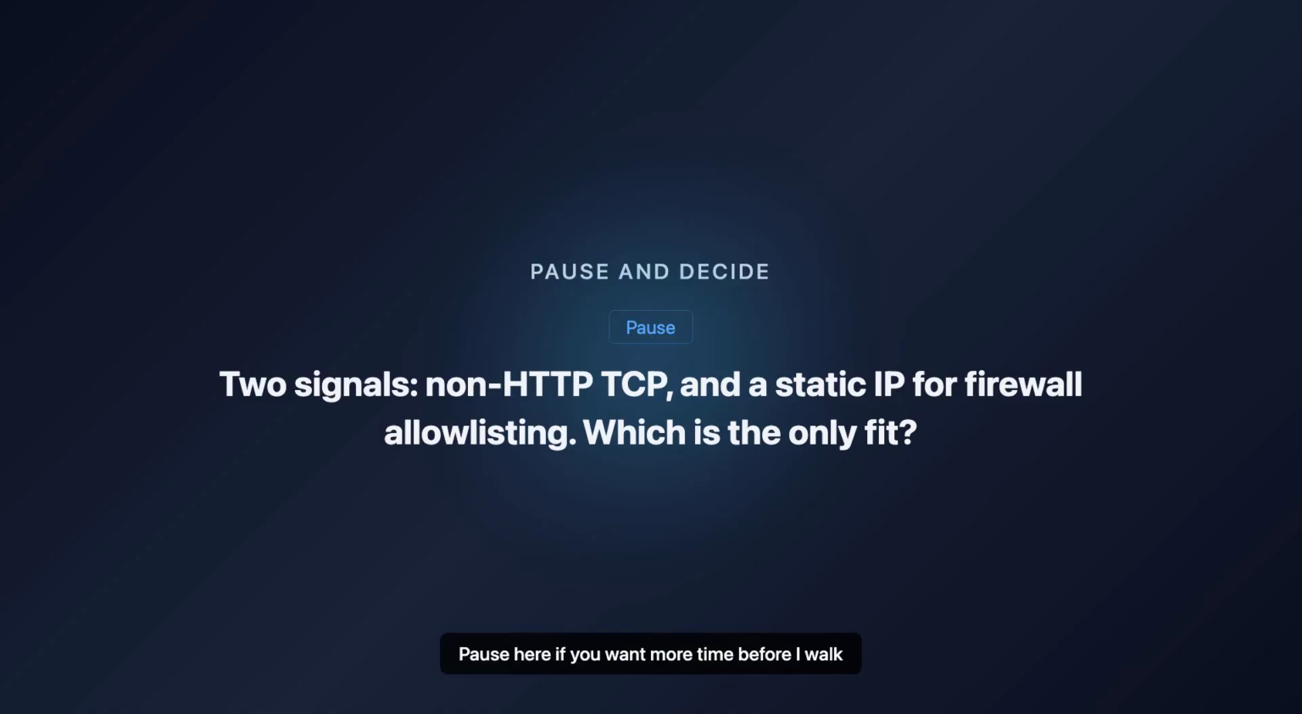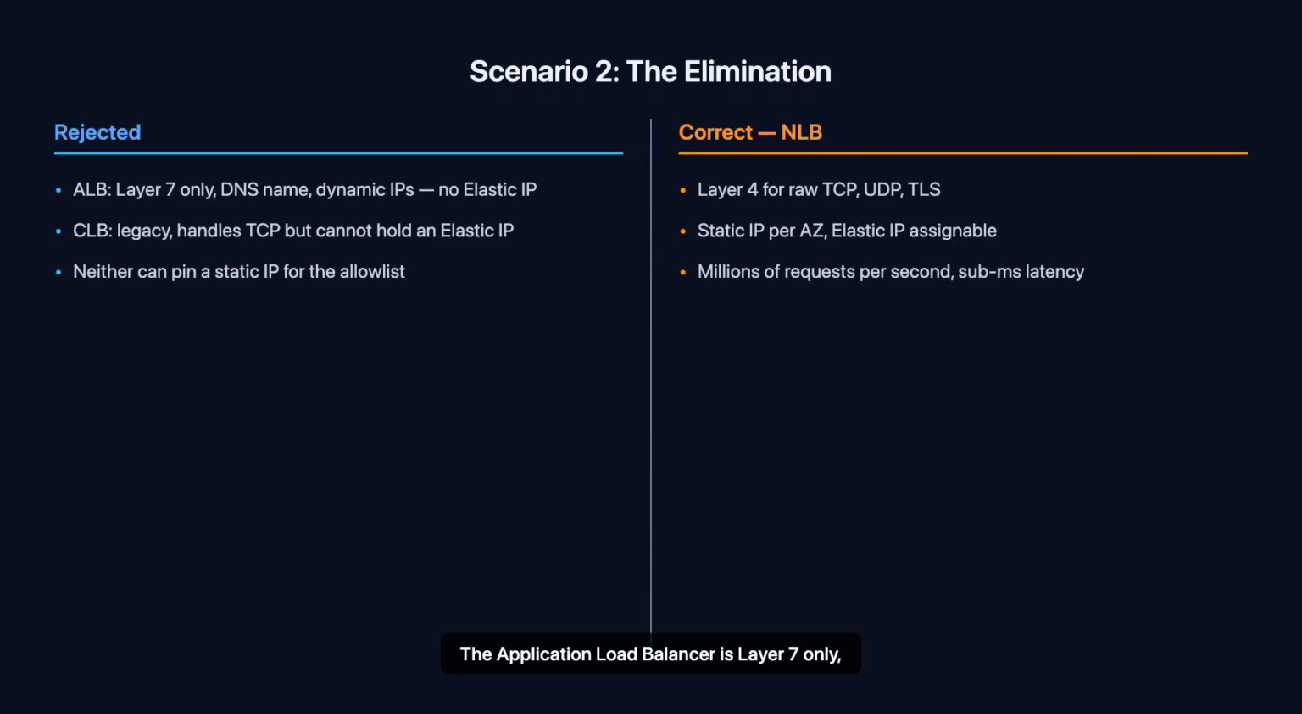Pause here if you want more time before I walk through it. The application load balancer is layer 7 only. It lives behind a DNS name with dynamic IP addresses, and you cannot pin an elastic IP to it, so it fails the static IP requirement outright. The classic load balancer is the sneaky one. It does handle TCP, which tempts people, but it also cannot be assigned an elastic IP, and it's legacy. So it's a pure distractor.